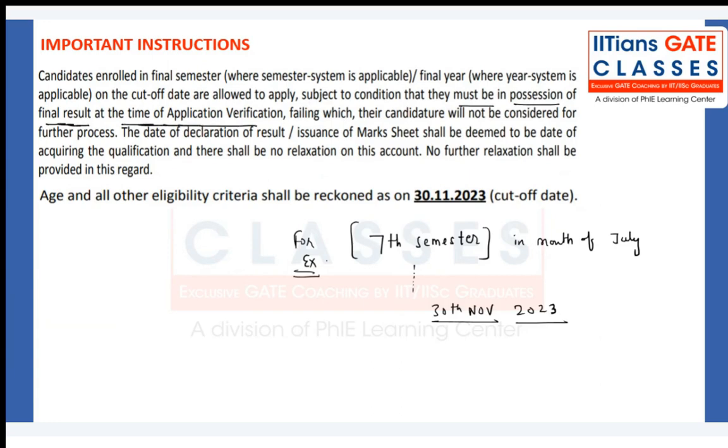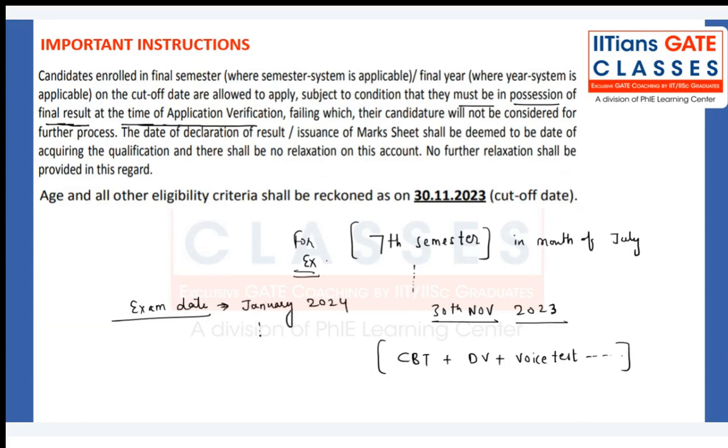I will be mentioning what the selection process is. The selection process is CBT plus document verification plus some other tests like a voice test and so on. Guys, in this document or application verification, you should have a degree or at least final results, final semester mark sheets. For example, 30th November is the form filling last date. Suppose the exam date is in the month of January 2024.